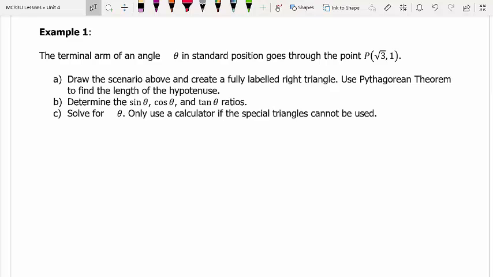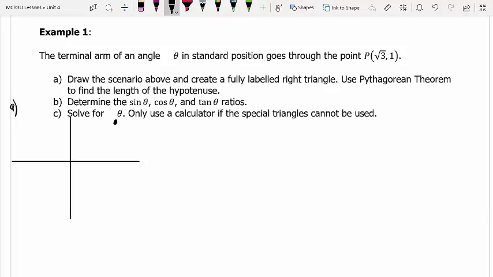So example 1, the terminal arm of angle theta in standard position goes through the point (√3, 1). Part A, draw the scenario above and create a fully labeled right triangle. So we'll have to use Pythagorean theorem to find one of the sides. Okay, so for part A, we're going to draw this scenario. So let's plot that point on the grid. So (√3, 1) is going to be in quadrant 1.